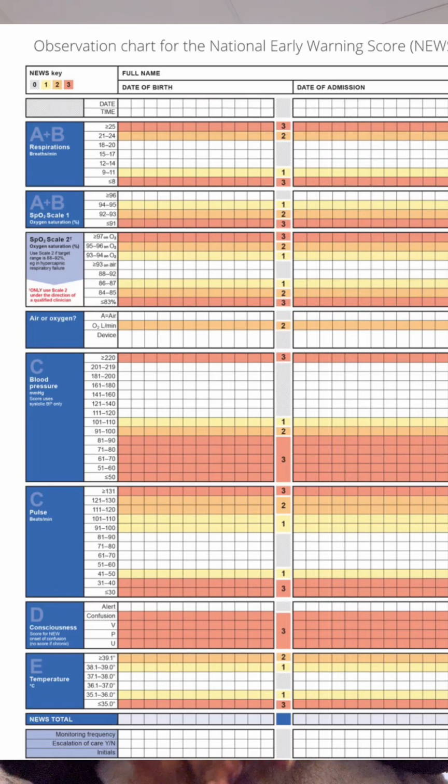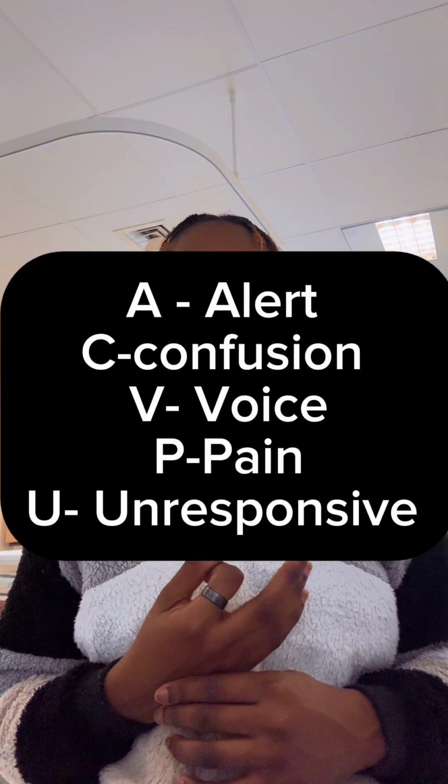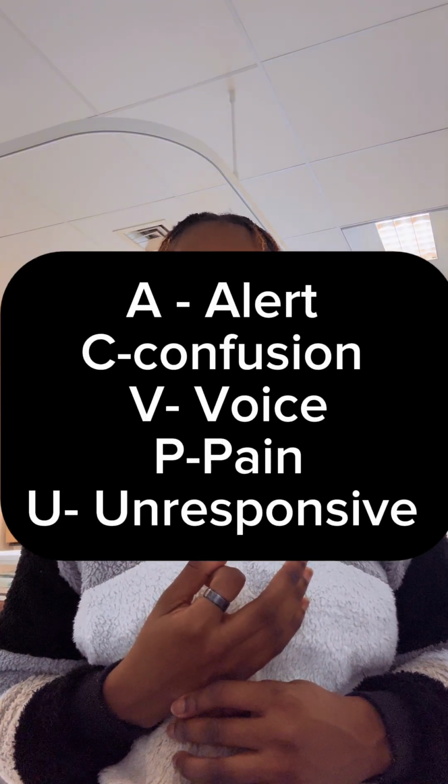Which is the consciousness. Now, when you look at the D consciousness, there is something that says score for new onset of confusion. No score if chronic. E, which is the disability, we are looking at the patient's level of consciousness, whether the patient is alert, well oriented, whether the patient is confused, whether the patient only responds to voice, like if the patient doesn't respond spontaneously.